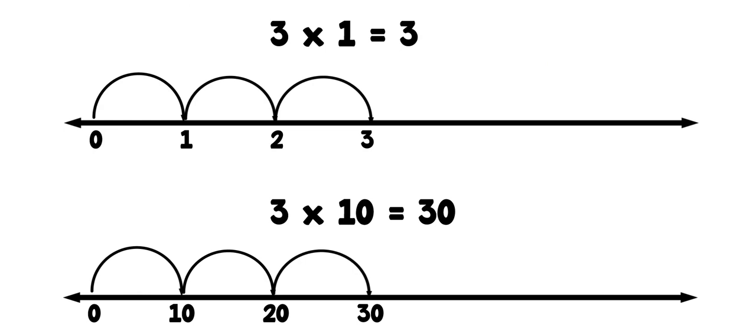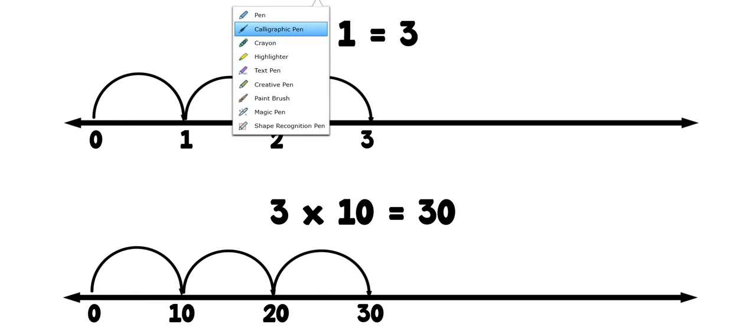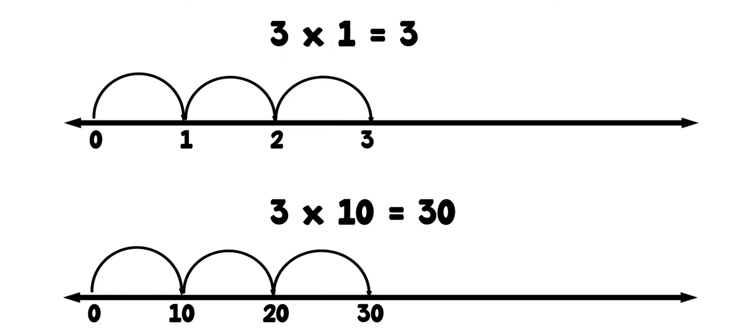Let's look at these two problems side by side. Our first problem, 3 times 1 equals 3, is similar to our second problem, 3 times 10 equals 30. Let's look at some of the things that are the same. First, we're multiplying both times by 3. Next, we're multiplying by 1 on the first one, and the second one we're looking at 10. Similar to 1, it just has a 0 at the end.